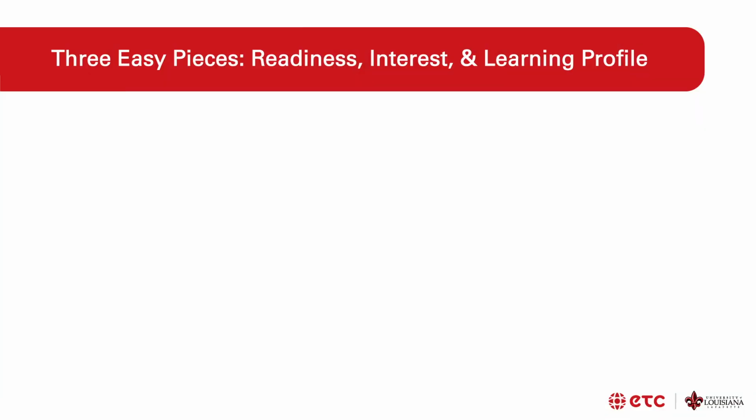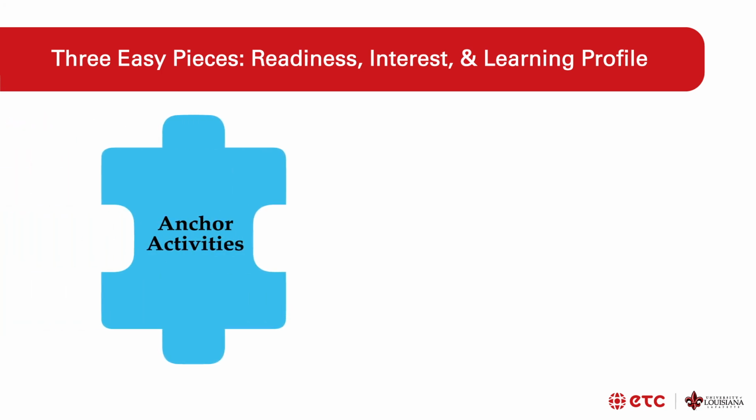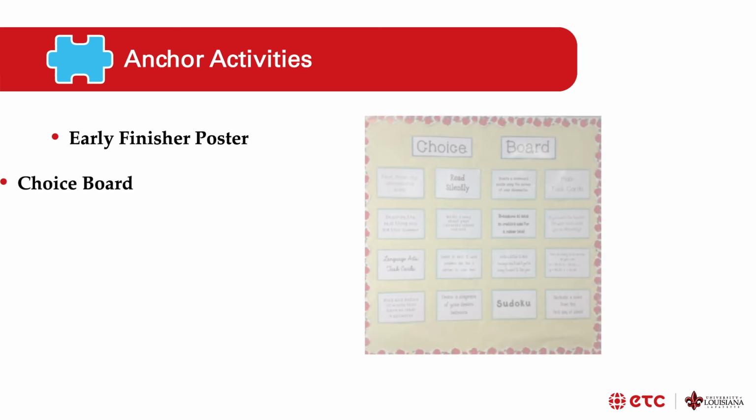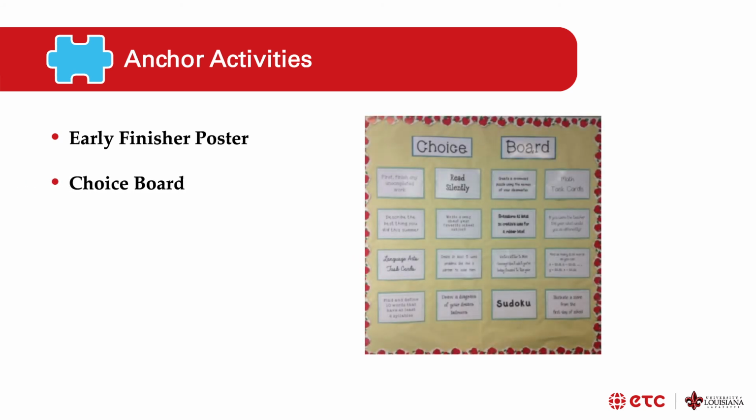So here are 3 easy pieces in terms of readiness, interest, and learning profile. So you want to have anchor activities so they have something to do when they finish early, or that you have something for them to do when you have some sort of administrative task that has come up and you can no longer teach them. So anchor activities are excellent for this, and you could either have an early finisher poster, you could have a choice board, or you could have a choice folder. So you can truly differentiate.